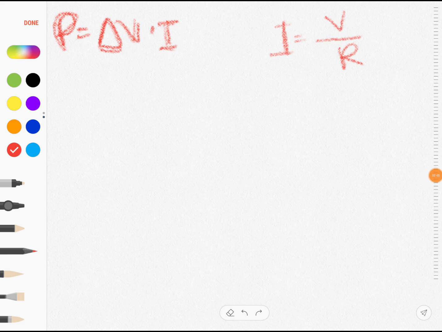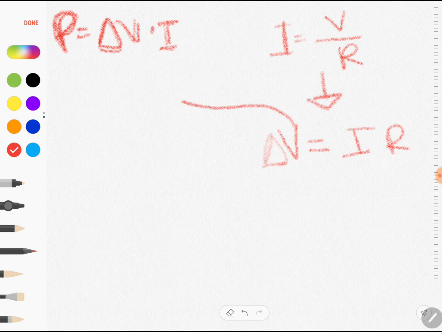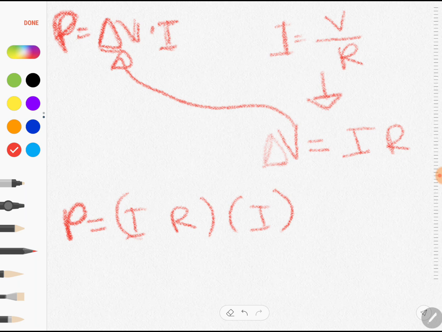And also there's another formula for power from the original one. If we arrange Ohm's law so that we have V is equal to IR, always remember this triangle for potential difference, we can substitute this here. And so what will we have? P is equal to IR times I. Simplifying this, we will have power is equal to I squared R.